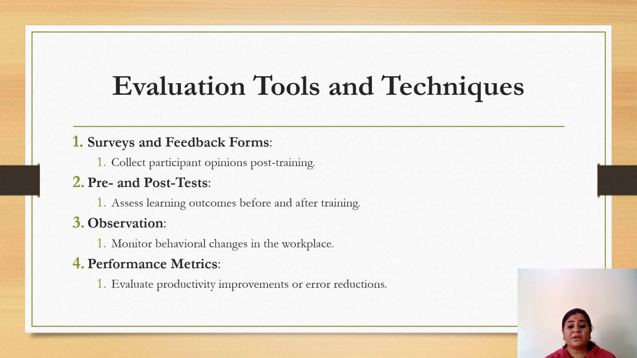Then the second one is pre and post tests. It means evaluating knowledge retention and skill acquisition by comparing test results before and after training. Then we have observation. It means monitoring changes in behavior in the workplace to assess if employees apply what they have learned. The last but not the least, performance metrics. It helps in assessing productivity improvement, error reduction, or other business KPIs that indicate whether training led to positive results or not.